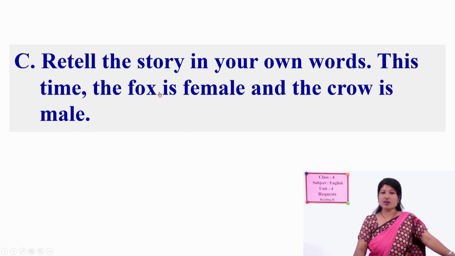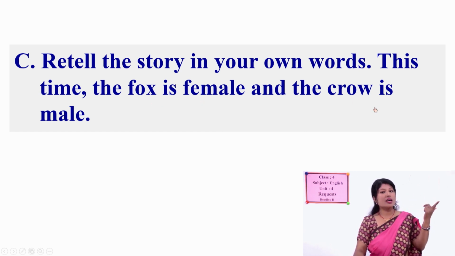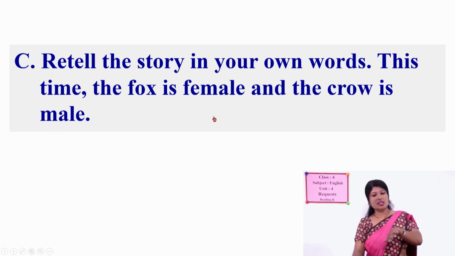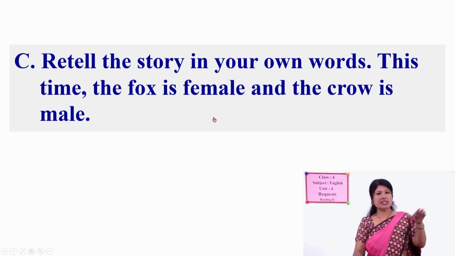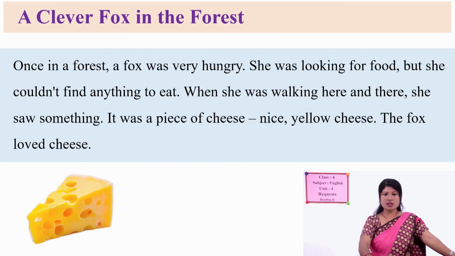This time fox is female. And that means in the story we read, fox was male, crow was female. Now it is opposite. Okay, so when we make it opposite, how does it become? Look at here once. I have just changed the pronouns over here. In this way you have to do.